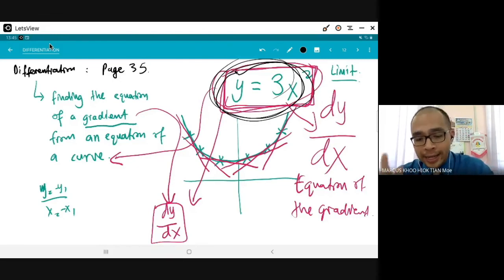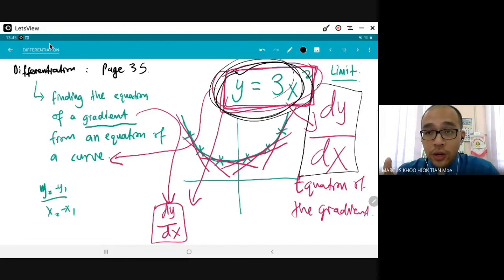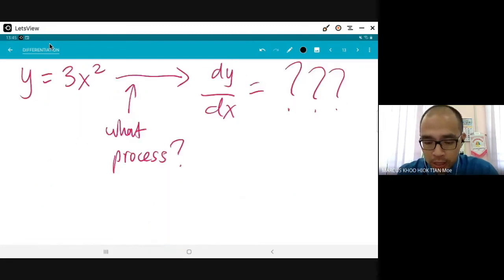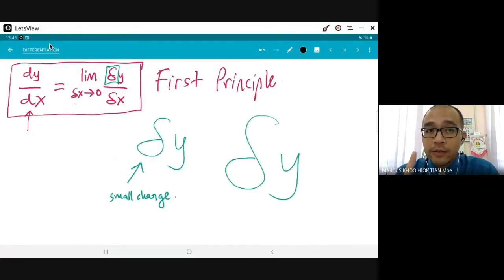Persamaan keturunan itu dikenali sebagai dy dx. Perhatikan saya cakap sebagai dy dx, bukan dy per dx. Siapa cakap begitu patut ditampar. Dy dx, bukan dy per dx. Tak boleh. So soalannya adalah macam mana saya mau cari dy dx? Apa proses yang saya kena lakukan? What is the process I have to go through? The process is called the first principle. The first principle menyatakan bahawa dy dx adalah limit bagi del y del x apabila del x menghampiri kosong.